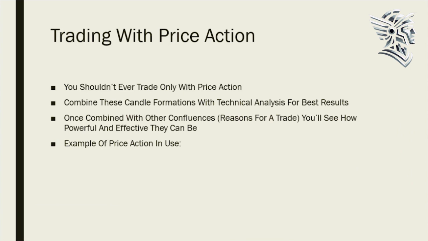So you shouldn't purely trade off price action. You want to put technicals in there to help. That's because it gives you the best results and it makes a high probability trade, which is what we're looking for. Once you combine these confluences, which just means a reason for a trade, you'll see how powerful and effective they can be. I'm just going to quickly show you an example of two that I traded off.